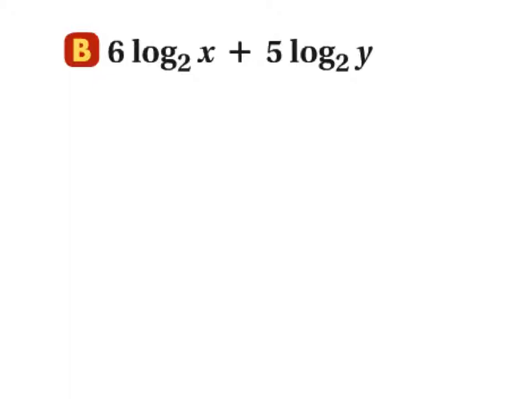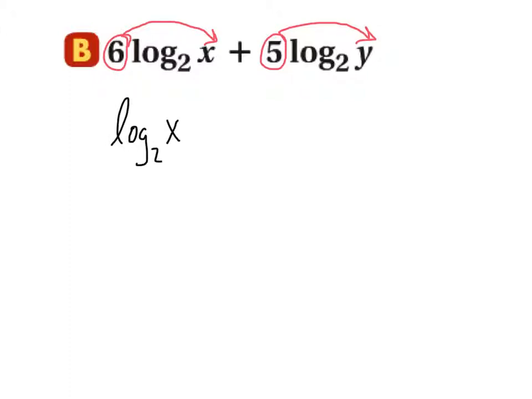And what do we do with those? Move them to the exponent. We move them to the exponent. So this 6 becomes the exponent for the x. This 5 becomes the exponent for the y. So we have log base 2 of x to the 6th power plus log base 2 of y to the 5th power.